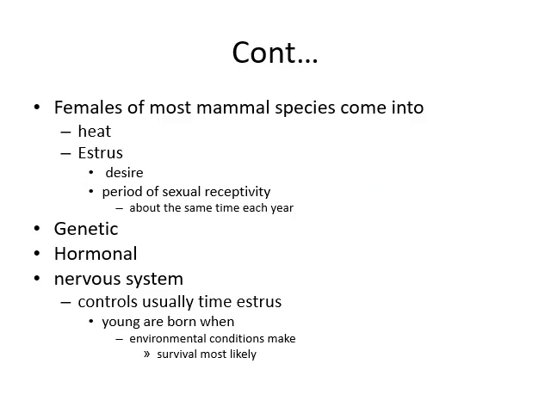Females of most mammal species come into heat or estrus. Basically, the heat or estrus period is very special for the female. They have the desire for sexual receptivity. This period is very important for sexual intercourse. That is a period of sexual receptivity about the same time each year.